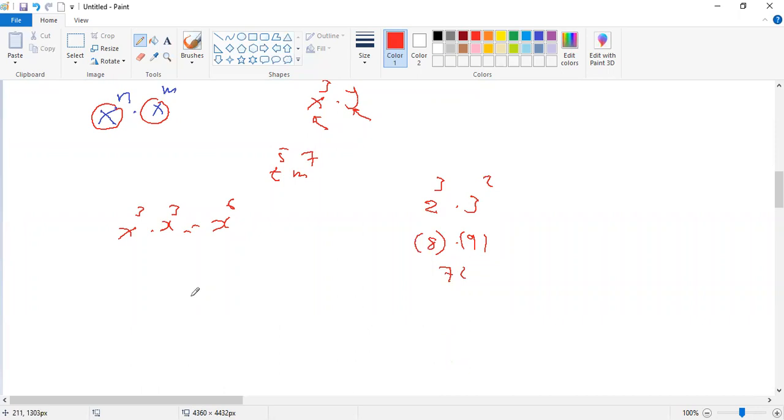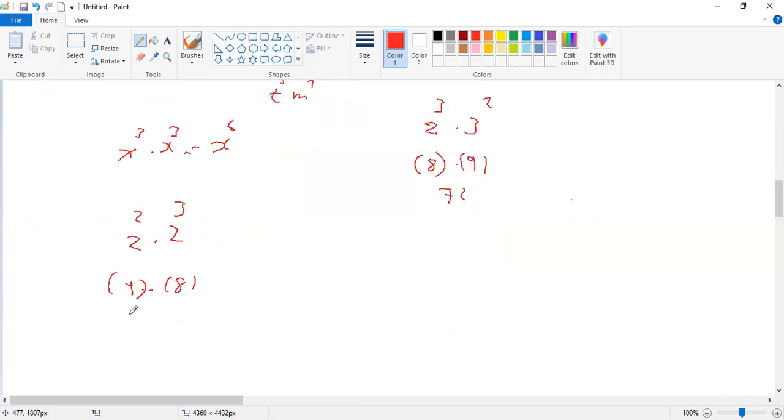So now the bases are the same. If I want to give a numerical example, for example, 2 squared times 2 cubed. 2 squared is 4. 2 cubed is 8. So the answer will be 32. 4 times 8 is 32.